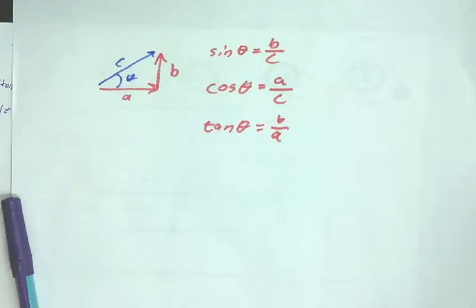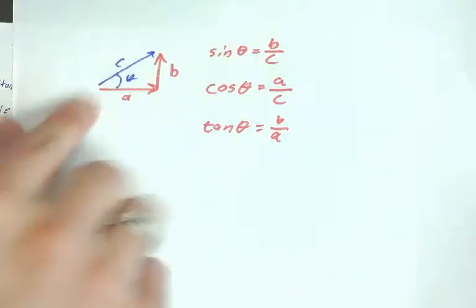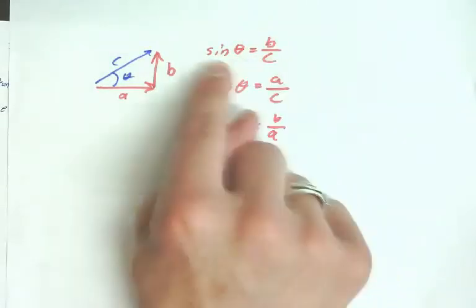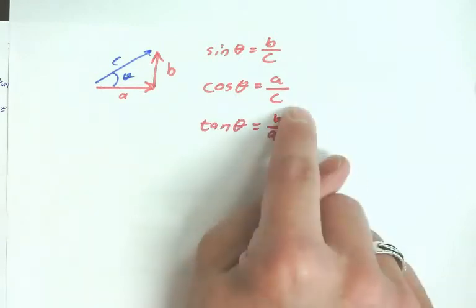So the SOHCAHTOA thing, you don't have to memorize it. And we're not even going to use opposite, hypotenuse, adjacent. We're going to use A, B, and C still. So sine theta equals B over C. Cosine theta equals A over C. Tangent theta equals B over A.